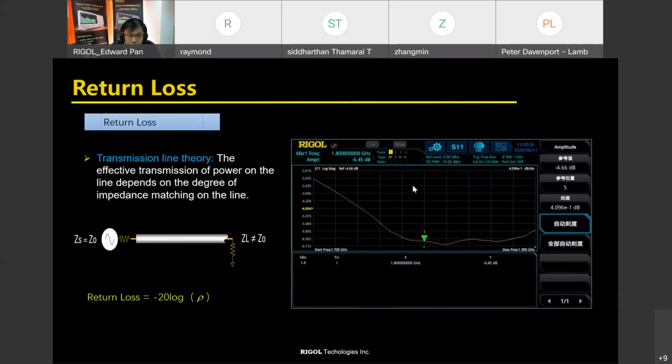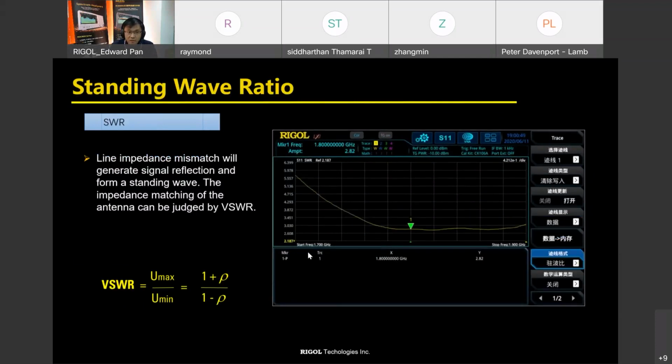Okay, so you can see the return loss curve here. Generally speaking, if the return loss is larger than 15 or 20 dB, that means you have good return loss performance. For the SWR, if you are within the 1.5 to 2 values, that means you have a good matching status of VSWR values.